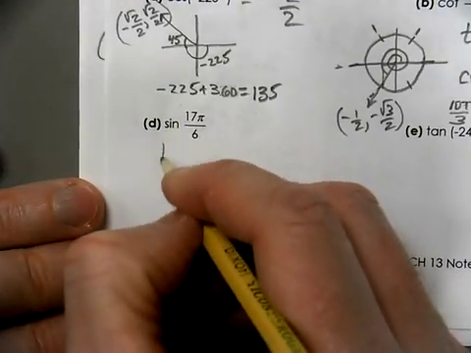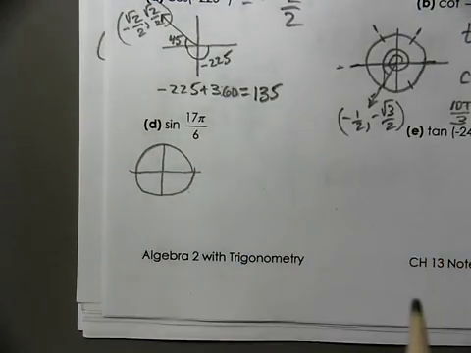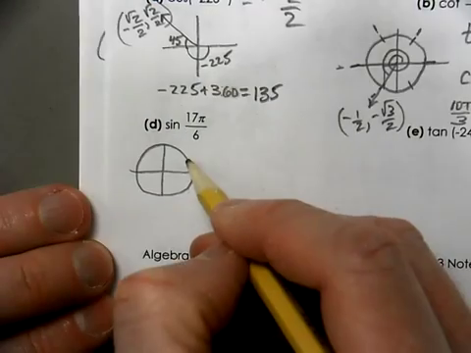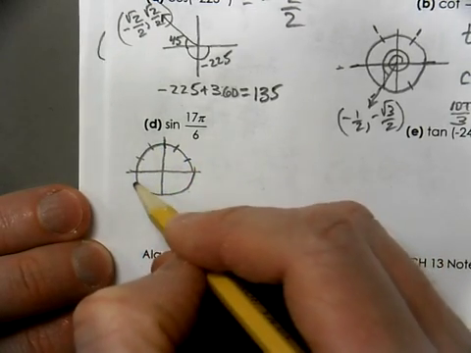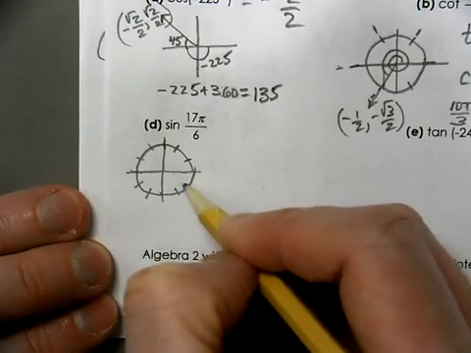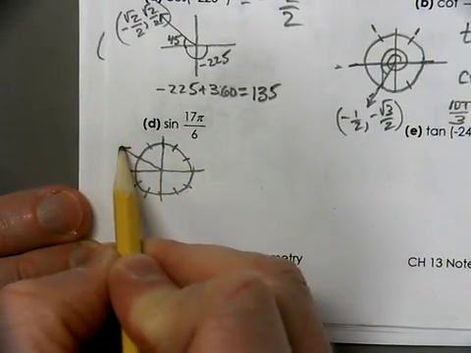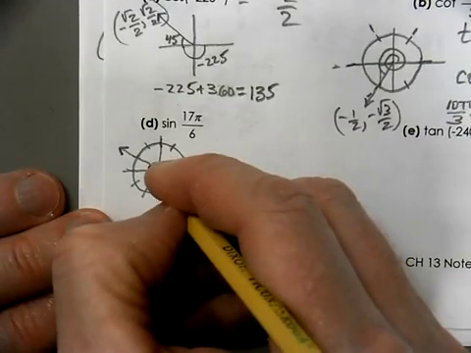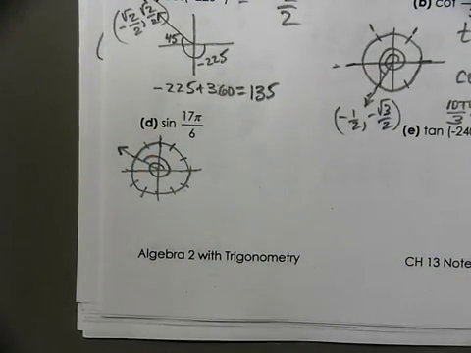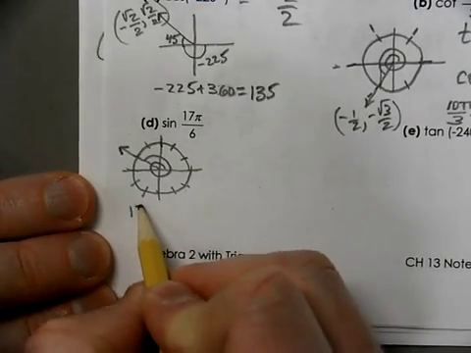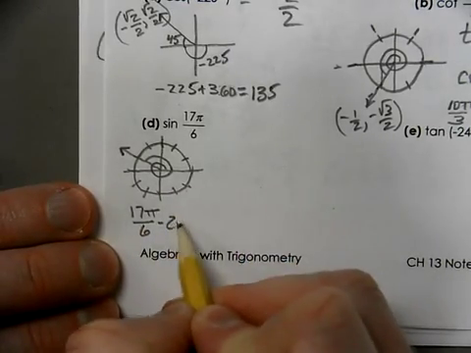Sine of 17 pi over 6. 1 over 6, 2 over 6, 3 over 6, 4, 5, 6, 7, 8, 9, 10, 11, 12, 13, 14, 15, 16, 17. So we went around once, and we went around almost another half time. Another way you could have figured that one out, notice we went around more than once. That's more than 12 over 6. So we're going to subtract 2 pi.